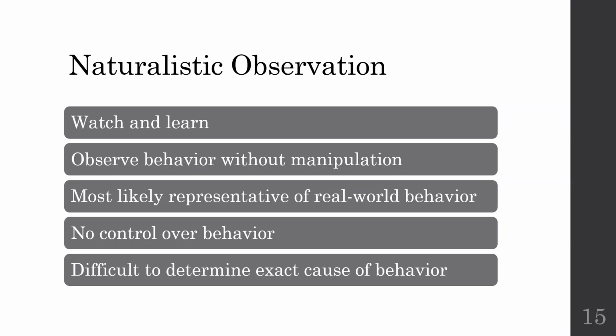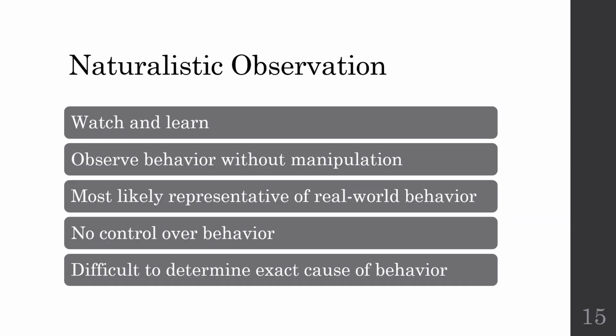The first method I want to talk about is naturalistic observation. In this method, we're really just observing people in their natural behavior, their natural environment, and trying to understand why they're behaving the way they are, noting what actions they might be taking, and comparing that to some knowledge that we might have.